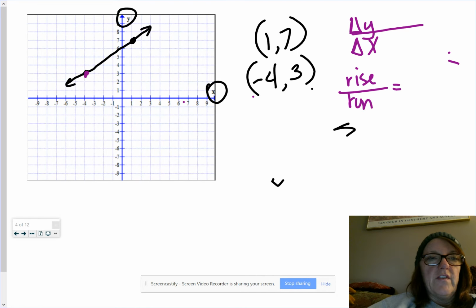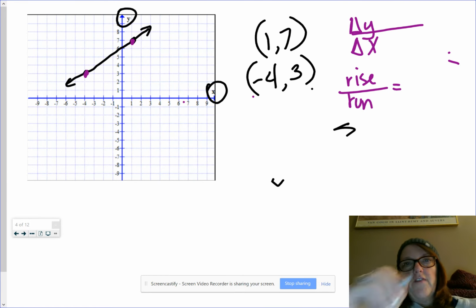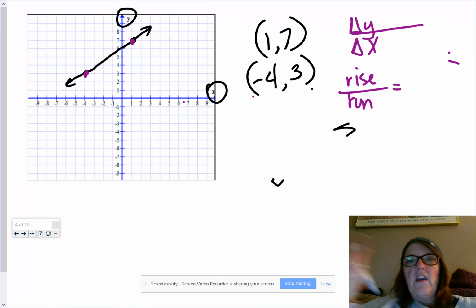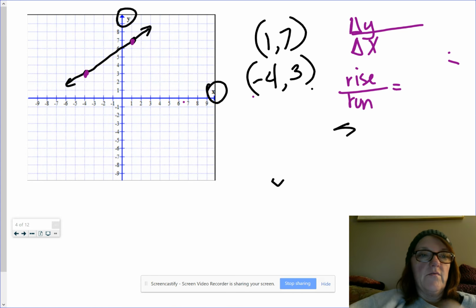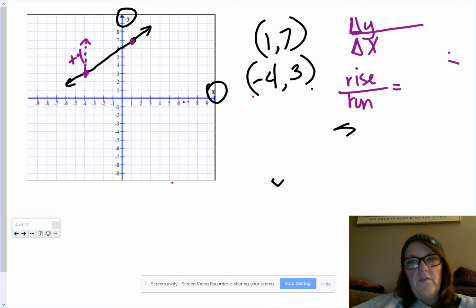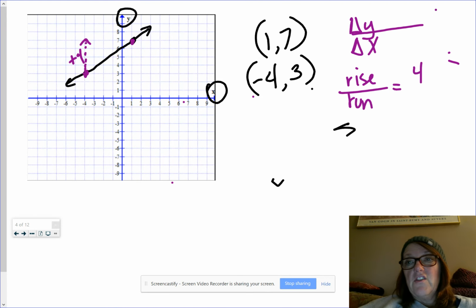If I start here and I travel here, basically it's kind of like you have to get to that other location and you can only travel on vertical and horizontal roads. So if I'm starting here, I'm going to start thinking, well, I have to come up this far. Okay, so I was at a level of 3, and now I'm at a level of 7. I had to go up 4 units. That's your rise. That's the change in the Y value.